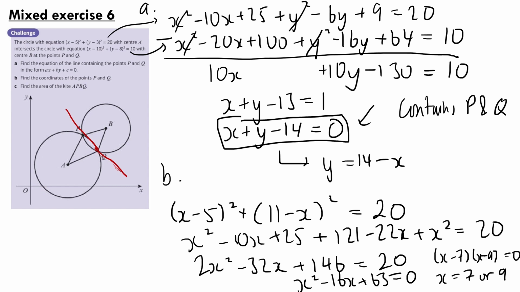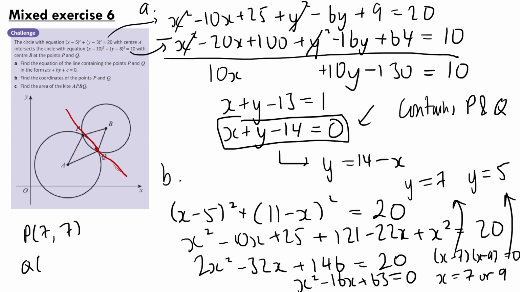Plugging x = 7 back into the equation for y, we get y = 14 - 7, which is 7. And for 9, we get y = 14 - 9, which is 5. So those are the coordinates of the points P and Q. P has the greater y coordinate, so P is (7, 7), and Q is the other one, which is (9, 5).